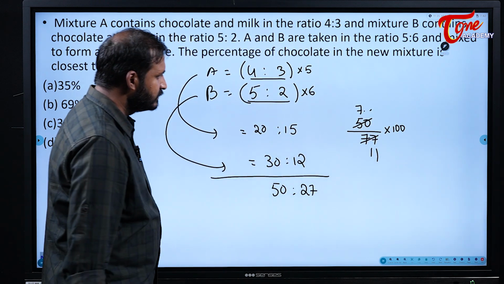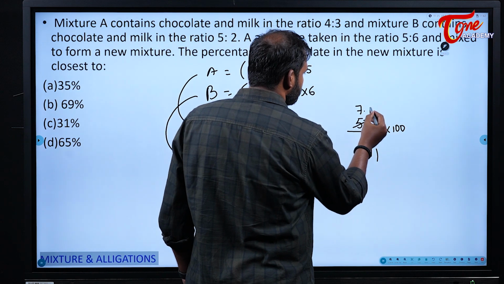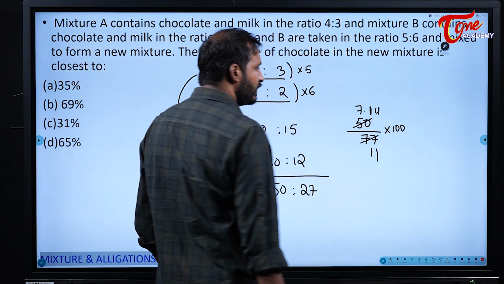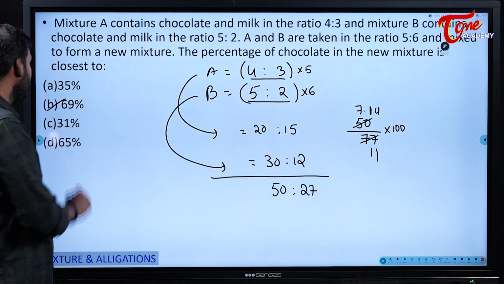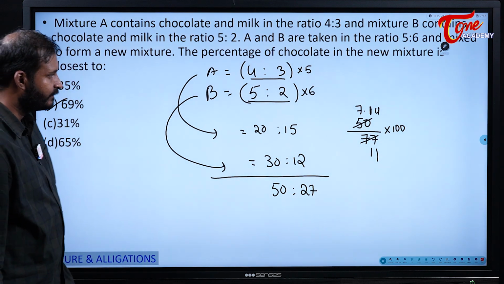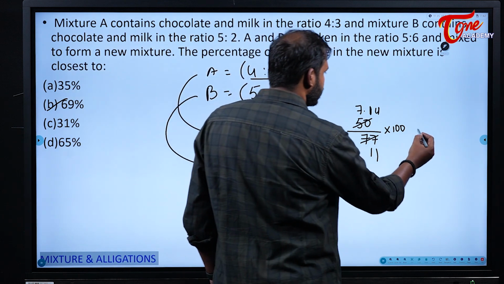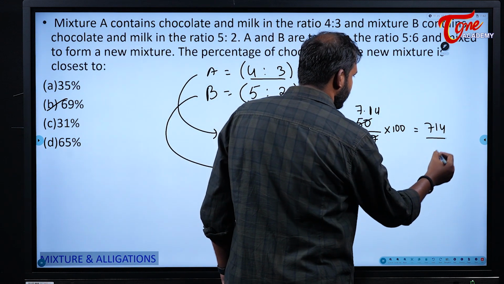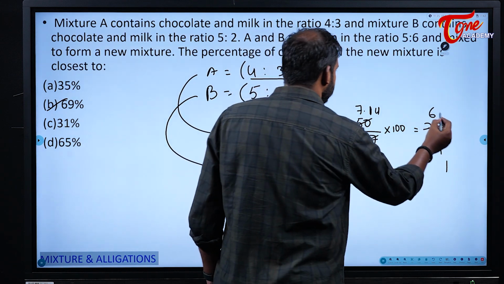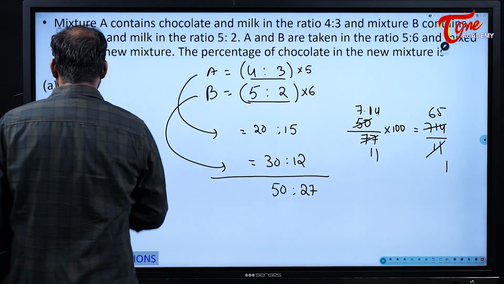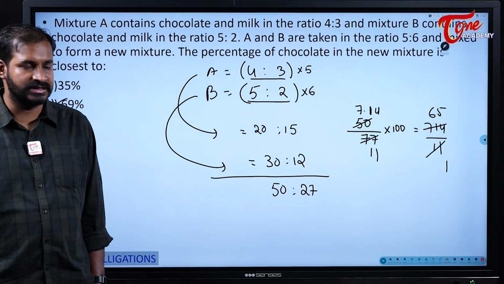Am I correct? In 7 table, 7.14, 7.14 into 100. So 714 by 100. If you solve this, you will get approximately 69 percentage. Approximately, see here 700, okay, 714 by 11. We will solve it. 11 ones, 11 6s are 66, 54, 65 percentage. Sorry. You will get approximately 65 percentage as your answer.